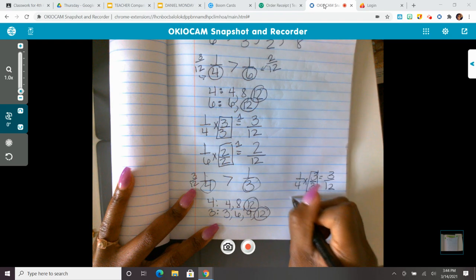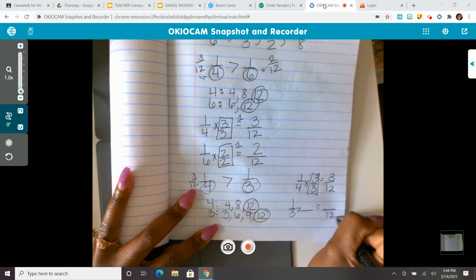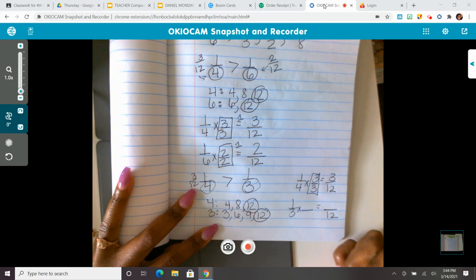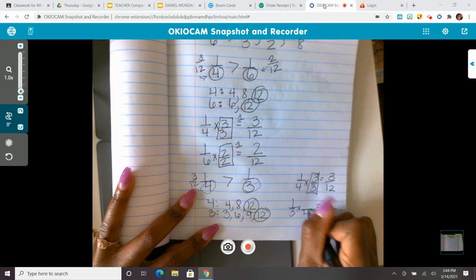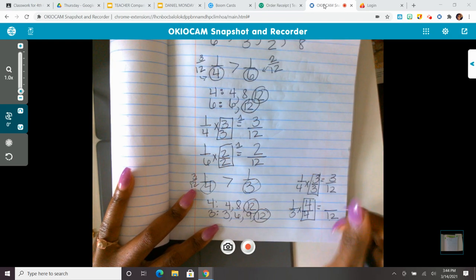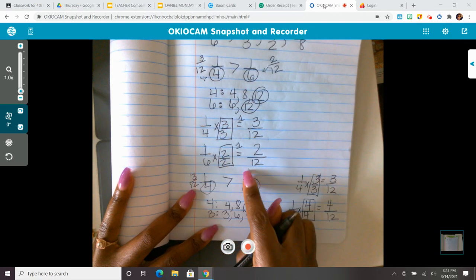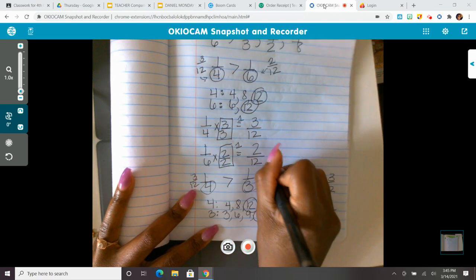And now I'm going to do 1/3 times what gives me blank 12. 3 times what gives me 12? 4. 4 here, 4 here. What is 1 times 4? 4. So I know that 3/12 is equivalent to 1/4, and 1/3 is equivalent to 4/12.